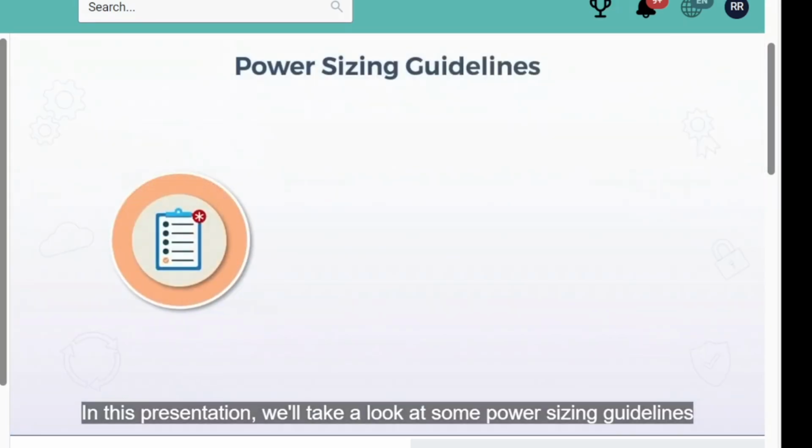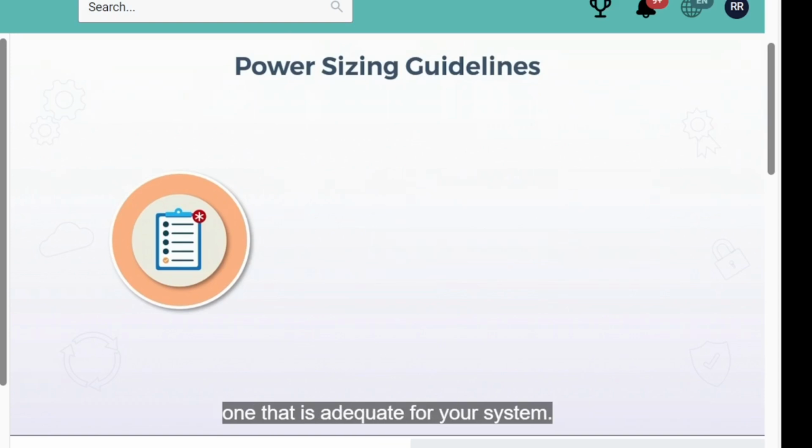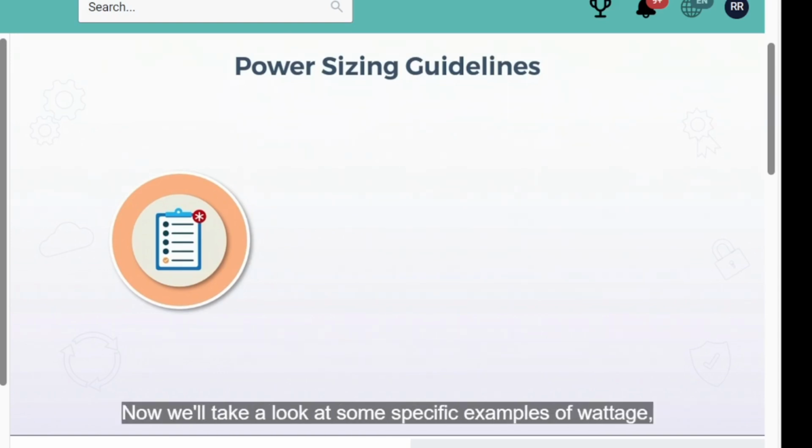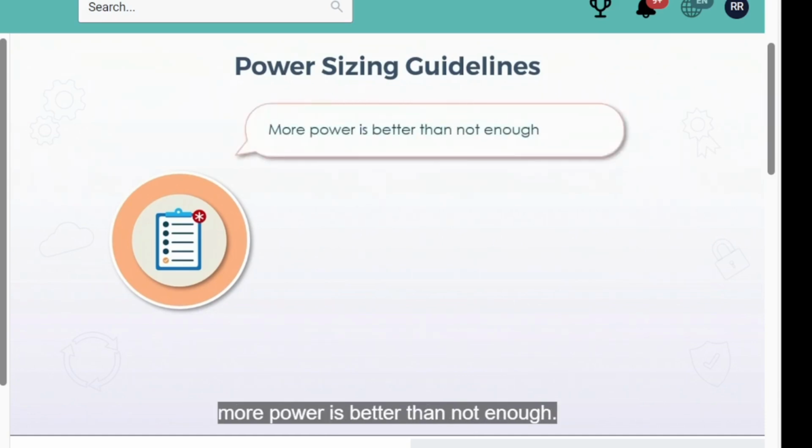In this presentation, we'll take a look at some power sizing guidelines for a power supply with respect to ensuring that you purchase or acquire one that is adequate for your system. Now, we'll take a look at some specific examples of wattage and some of the devices that require the most power, but when it comes to any given power supply, more power is better than not enough.